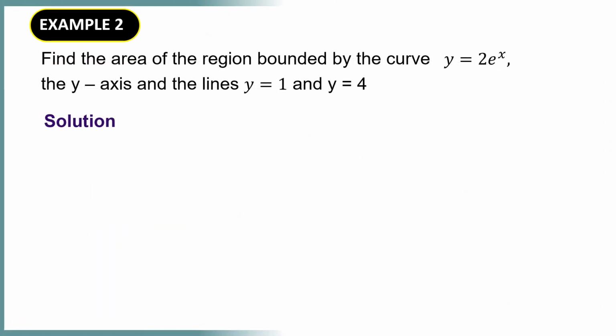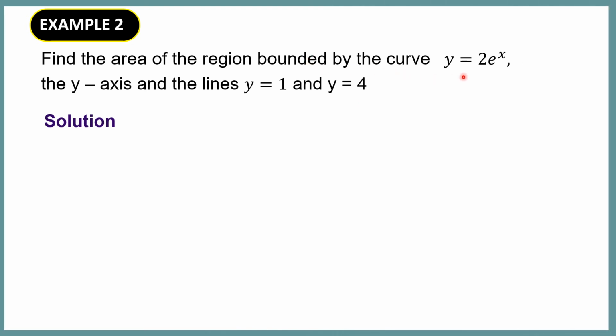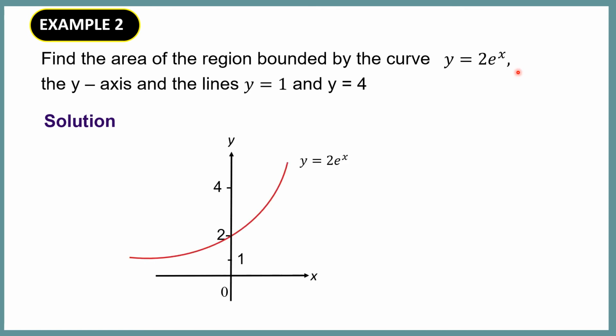Second example, find the area of the region bounded by the curve y equals 2 times e to the power of x, the y-axis, and the lines y equals 1 and y equals 4. It is best to sketch the curve as a guide to where the region lies. e to the power of x is an exponential curve, where the value of the exponent x is positive. Thus, the curve is an arc that cuts the y-axis at y equals 2.